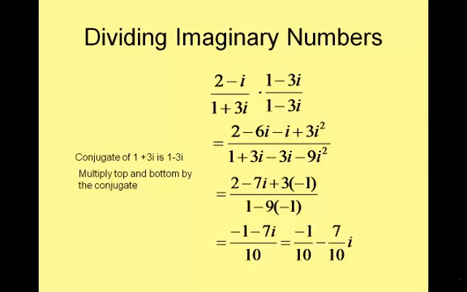Change your i squared to -1, you end up with 2 minus 7i minus 3, and 1 minus 9 times -1 in the bottom. So you get -1 minus 7i all over 10. Now remember, usually you write it as a plus bi. So your real part, a, is -1/10, and your b is -7/10.